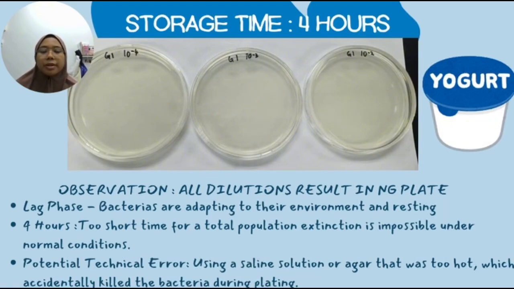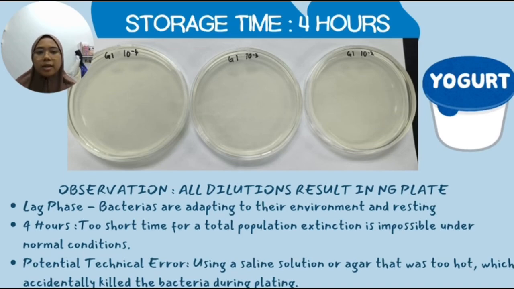First of all, yogurt naturally contains billions of active starter cultures like Lactobacillus and Streptococcus, so it should never naturally drop to zero bacteria this quickly. However, there is the lag phase factor. After 4 hours, bacteria are typically in a lag phase, meaning they are adapting to the environment and resting, but they are still very much alive and still actually capable of growing into colonies on agar.